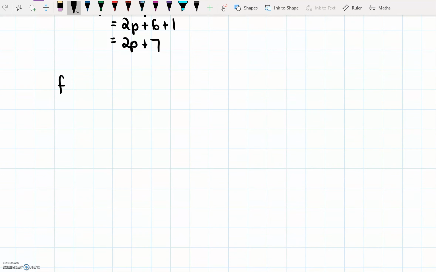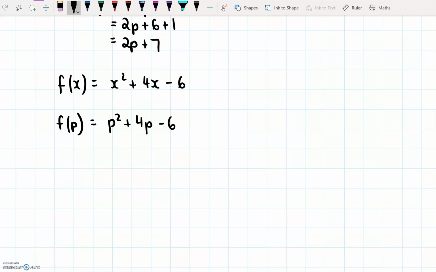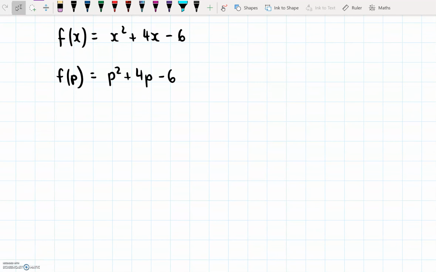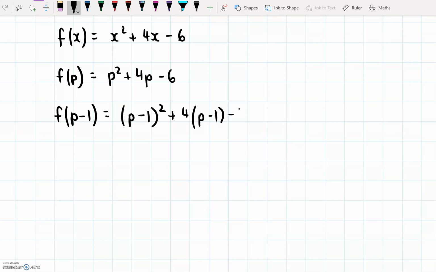All right, so if we have f of x is equal to x squared plus 4x minus 6. Okay, if we want to know the f of p, that means we just put p in instead of x. So it's just going to be the same, but p squared plus 4p minus 6. Okay, if we want to make it a little bit harder and do the function of p minus 1, then we get (p minus 1) squared plus 4(p minus 1) minus 6.